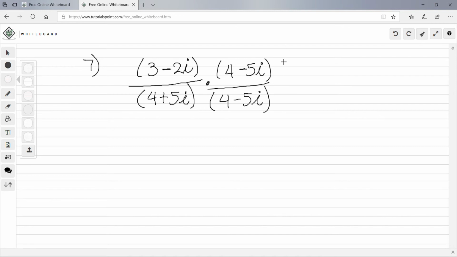Okay, so let's simplify this. Let's look at the numerator. We have 3 minus 2i times 4 minus 5i. It's not any special rule, so I'm going to just write it, and then later on I will FOIL it, because it's not one of our special rules.